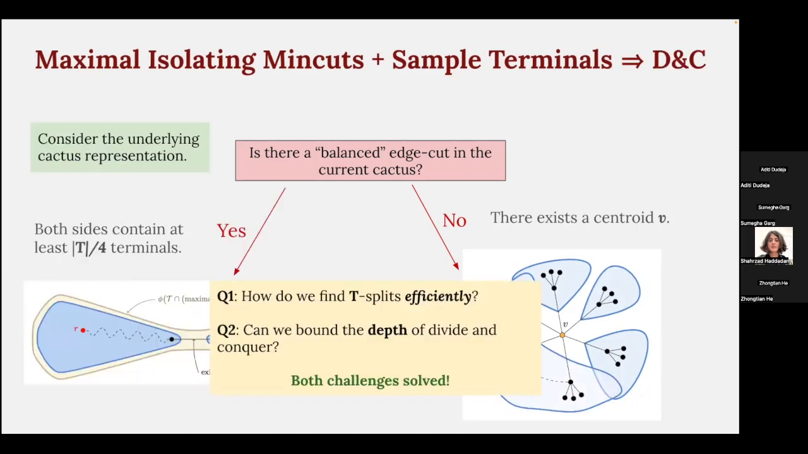All right, so both challenges are solved. Just to remind you of the goal: we want to bound the depth of the divide and conquer, and if we can do that, the algorithm will be efficient. Let's go back to the big slide.